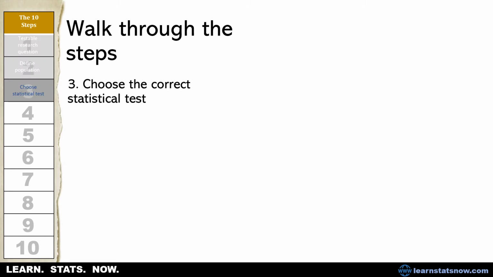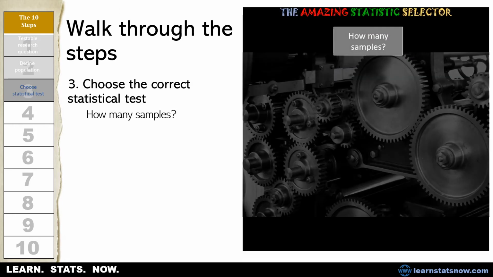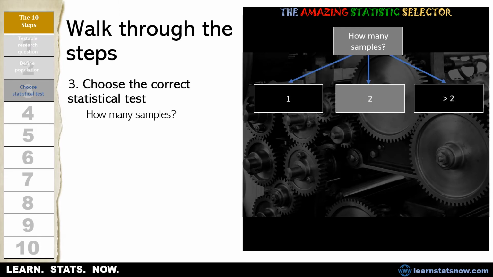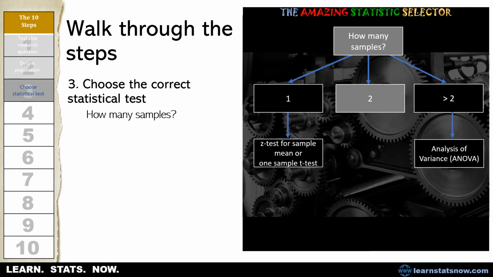Third step is then going to be to choose the correct statistical test. And to do that, let's whip out our amazing statistics selector. The first question we're going to ask is, how many samples are there? Now, there could be one sample, two samples, or more than two samples. If there's one sample, we do a z-test for a sample mean, or a one sample t-test. If there's more than two, we'll do analysis of variance. That's coming later in future videos.